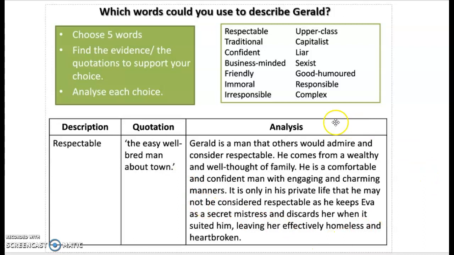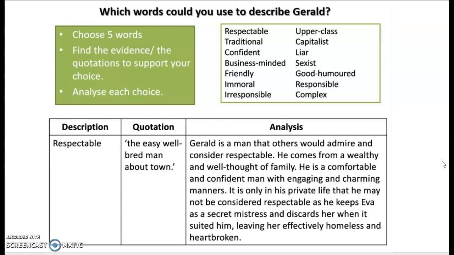And then for the analysis, just discuss how this shows us he's respectable. What does this actually tell us about his character? So here it says Gerald is a man that others would admire and consider respectable. He comes from a wealthy and well thought of family, upper class, from old money. He's a comfortable and confident man with engaging, charming manners. It is only in his private life that he may not be considered respectable, as he keeps Eva as a secret mistress and discards her when it suits him.